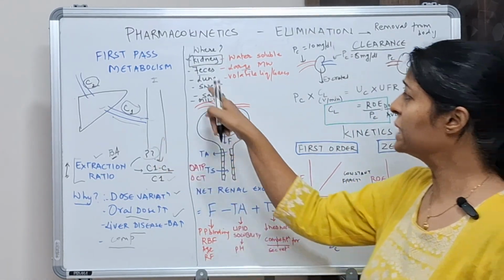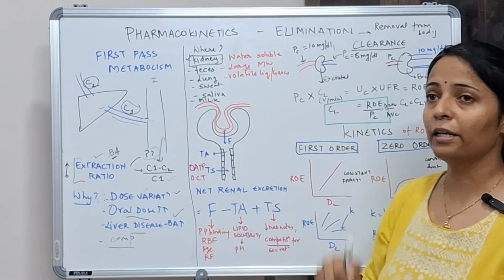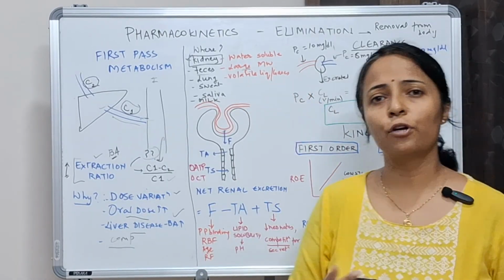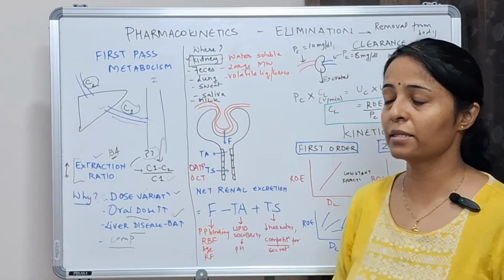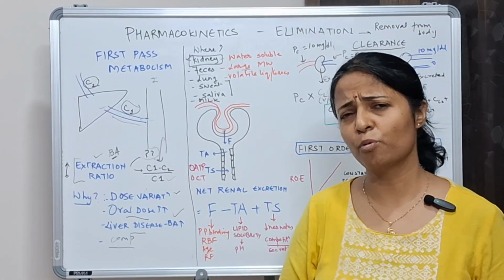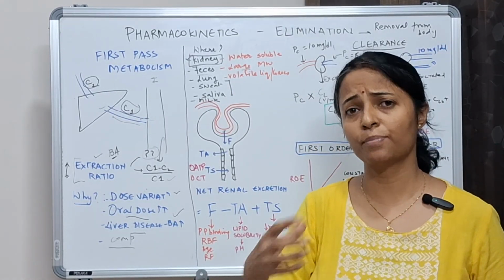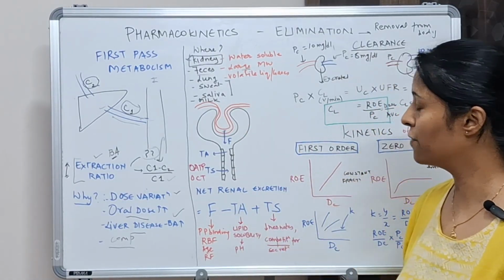Then moving on to lungs. Lungs, obviously, if the drug is a volatile liquid or gases, for example the anesthetic drugs, they are being removed by lungs. Then sweat and saliva, quantitatively these are not much important. That means the amount of the substance which is excreted by this is much lesser, so not significant.